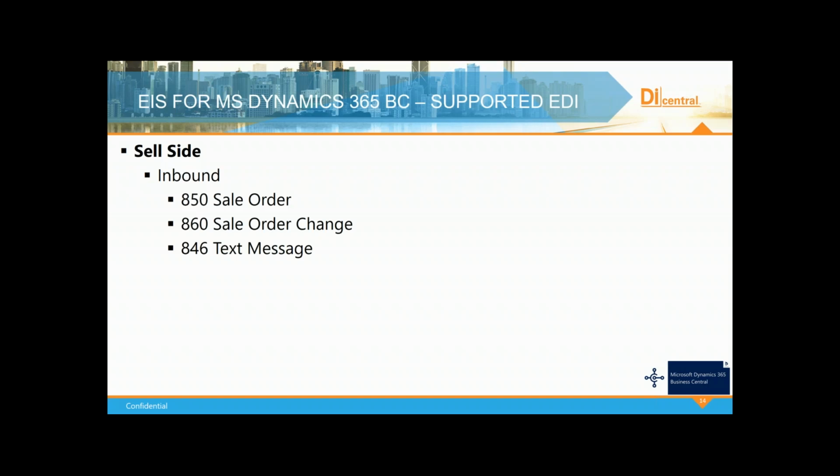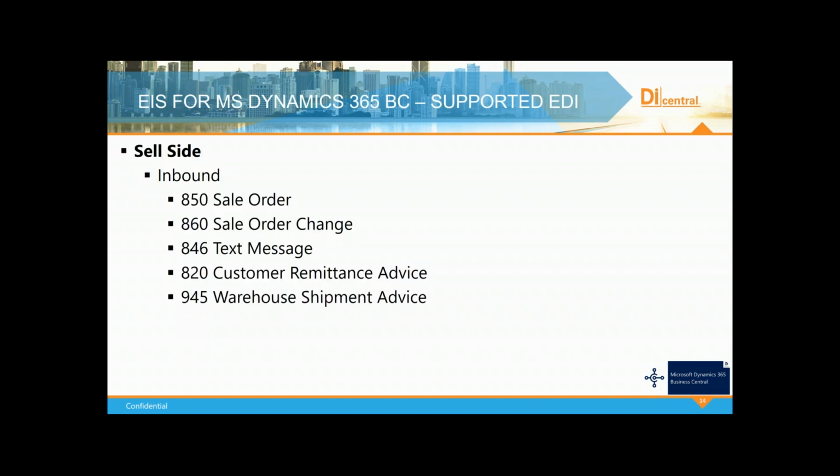Inside the inbound transactions, we have the 850, which is the sales orders. We have 860, which is the sales order changes. We have 846, the text message by EDI. And we have the 820, which is the customer remittance advice. And we have the 945, which is the warehouse shipment advice.